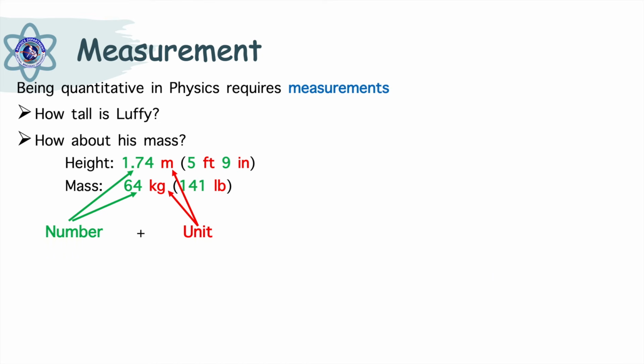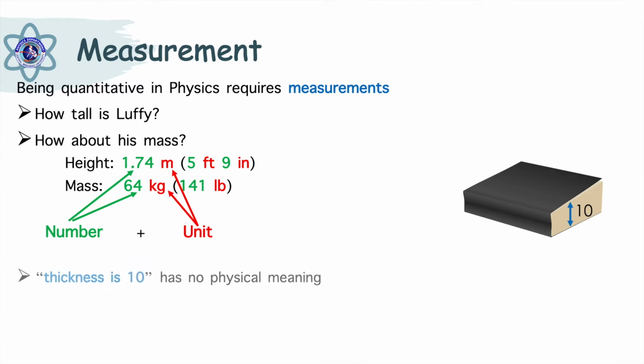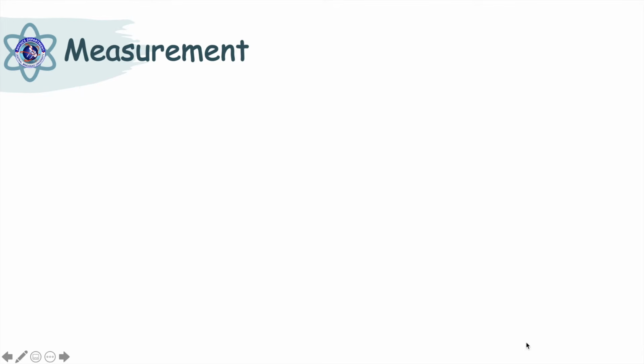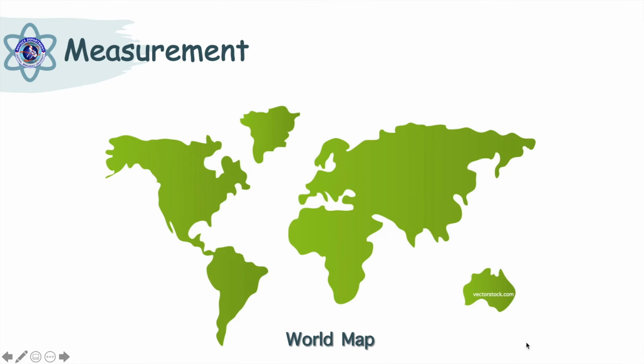What if I have here a book of thickness 10? Well, note that 10 itself has no physical meaning at all. So again, I repeat, both numbers and units are necessary for any meaningful quantities. Note that to make accurate measurements, we need units of measurement that do not change and can be duplicated by observers in various locations. For example, a kid having a height of 115 centimeters measured in the Philippines. If I'm going to take this child to another place in the world, of course, our measurements must be the same even if the location changes.